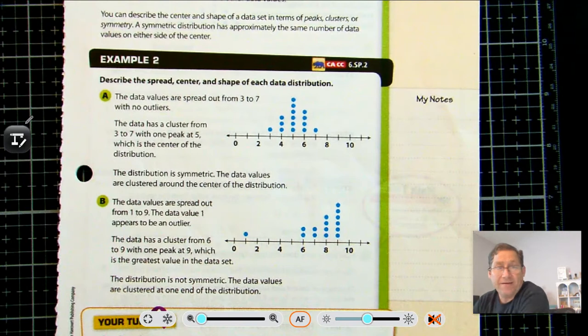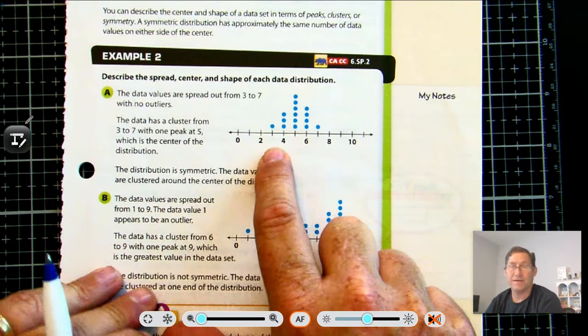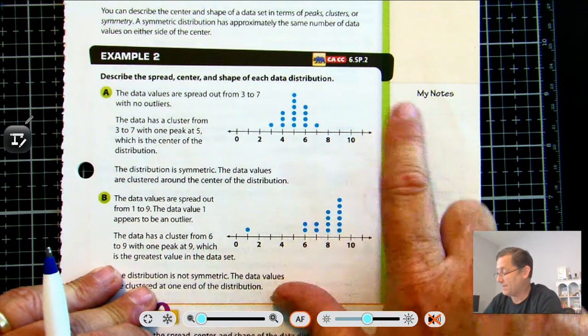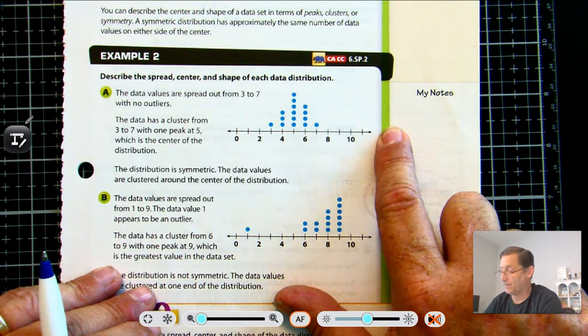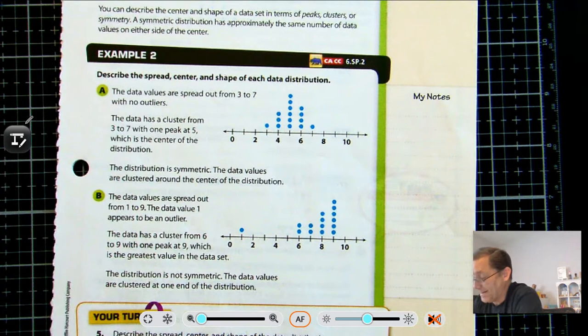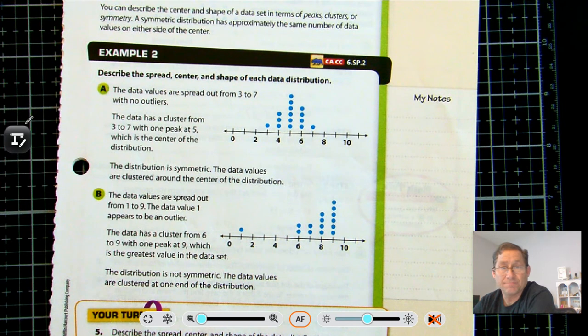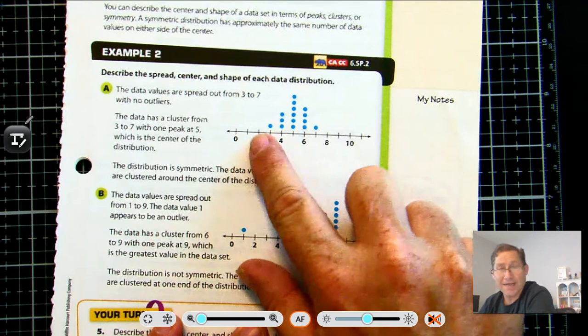So A, the data values are spread out from 3 to 7 with no outliers. Okay, so everything's kind of grouped together here from 3 to 7. If, let's say, there was a number way over here at 13, we would call that an outlier. The data has a cluster from 3 to 7 with a peak at 5, peak being a high point, right? The distribution is symmetric. They're basically balanced on both sides.